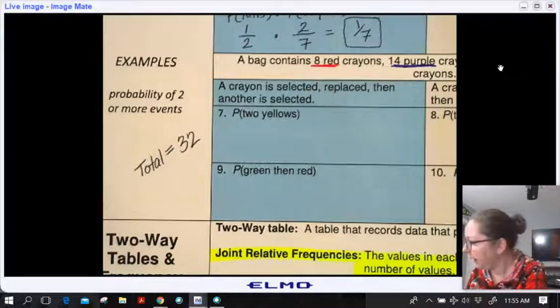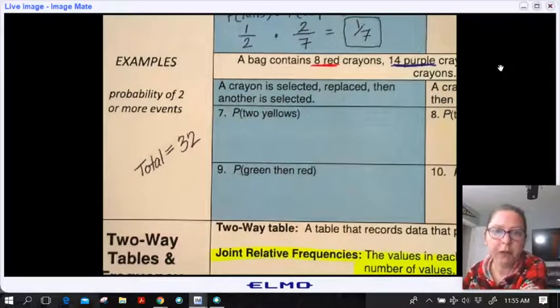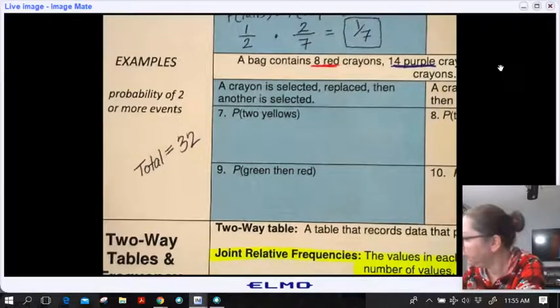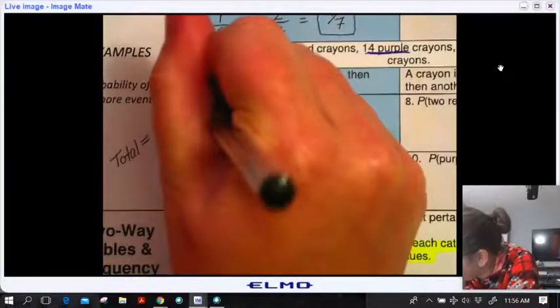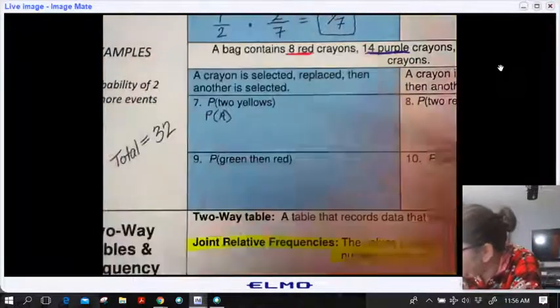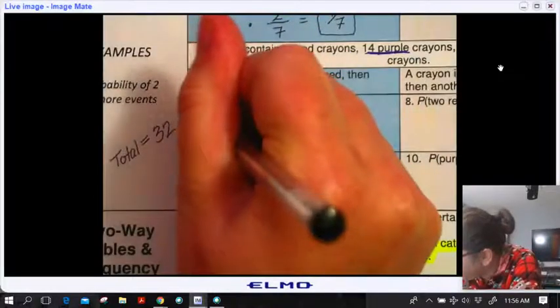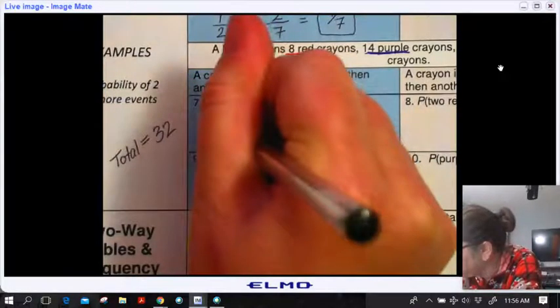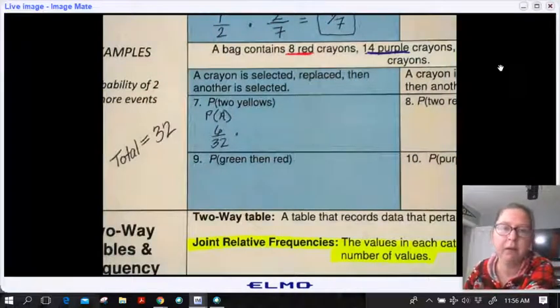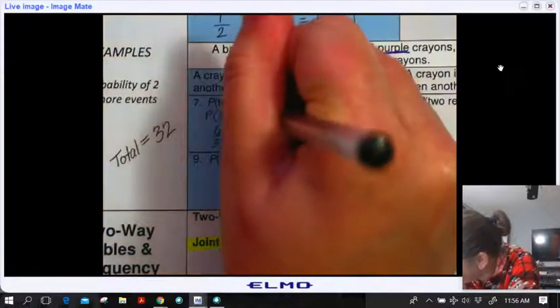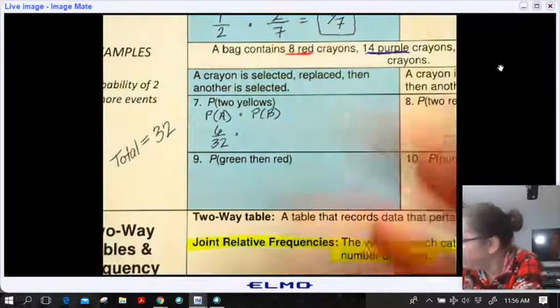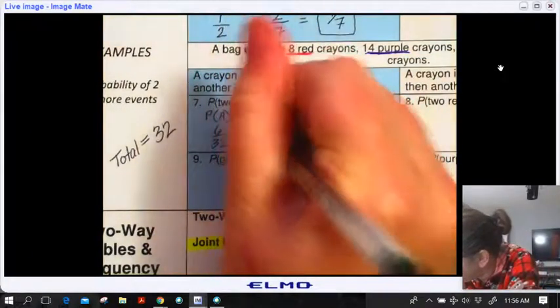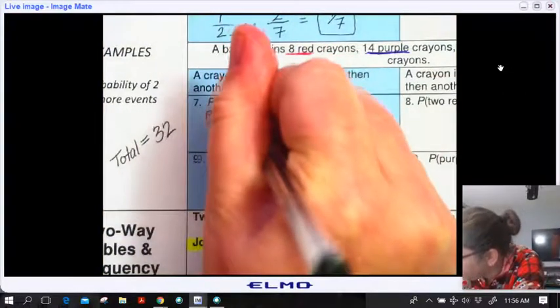So if I pick a crayon and it's going to be yellow, there were a total of 6 yellow crayons. So the probability of event A, picking a yellow crayon, is 6 out of 32. Then I'm going to put it back in the bag. Now, what if I pick another one, and again, I want it to be yellow? Well, I put that yellow crayon back in, so I still have 6 yellow crayons in the bag out of 32.